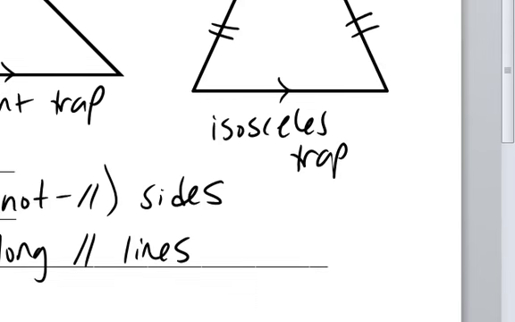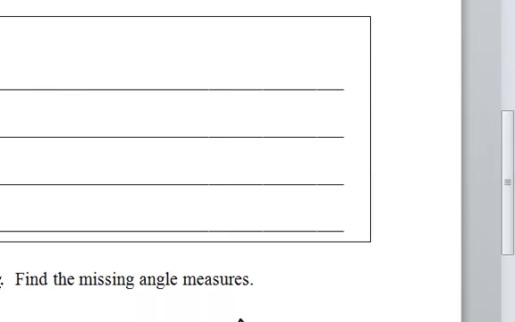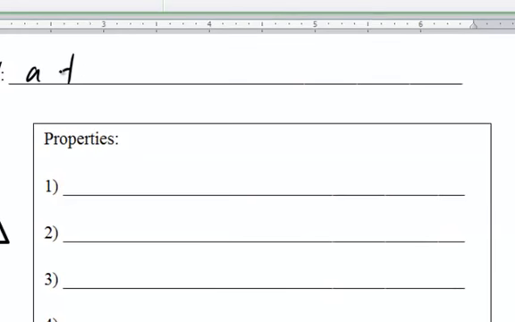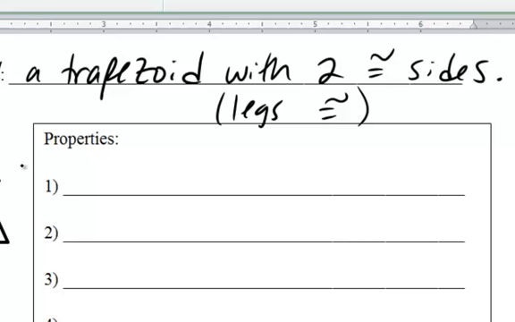Okay, so that's going to take us to our definition down here at the bottom. Now we're going to talk only about that 3rd option, that isosceles trapezoid. An isosceles trapezoid is a trapezoid, duh, right, with 2 congruent sides. Or you can say the legs are congruent. Okay, so that means that this side equals this one.